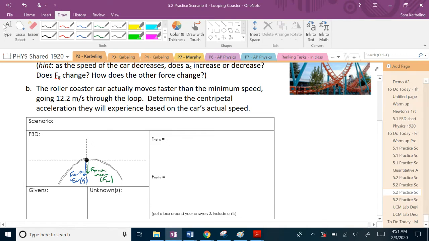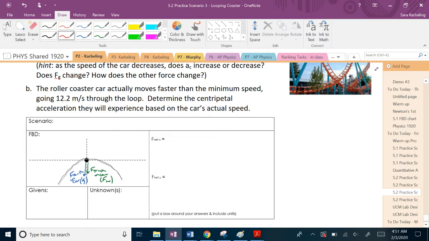For those of you that don't like looping roller coasters, that might be a little frightening to think about, the fact that there's nothing pushing you out as you go around that loop. But as long as you have that tangential velocity, you're going to be okay. There are no other forces acting, so I'm going to write down my F-net equations here.